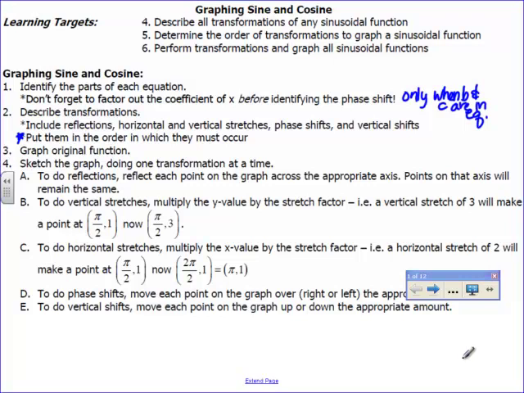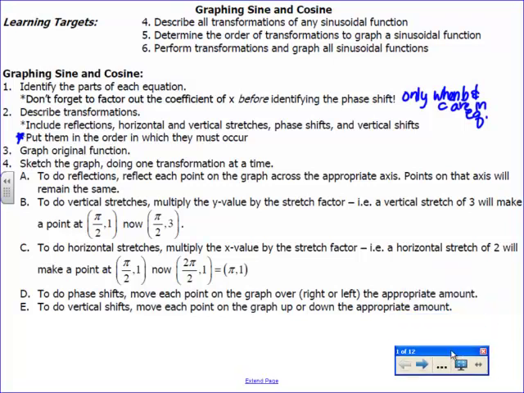For horizontal stretches, you're going to multiply the x value. Horizontal goes with x. So multiply by that stretch factor. A horizontal stretch of 2 is going to make a point that had a horizontal value of pi over 2 into a new horizontal value of 2 pi over 2, or pi. To do any phase shifts, move each point over either left or right the appropriate amount, and to do vertical shifts, move each point on the graph either up or down the appropriate amount.